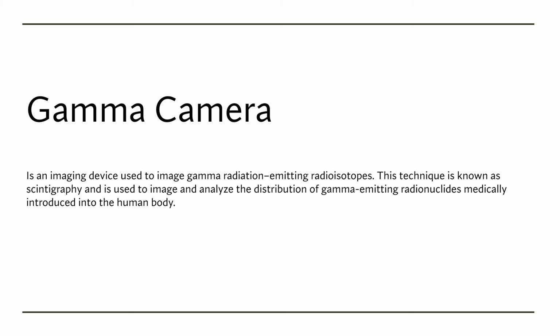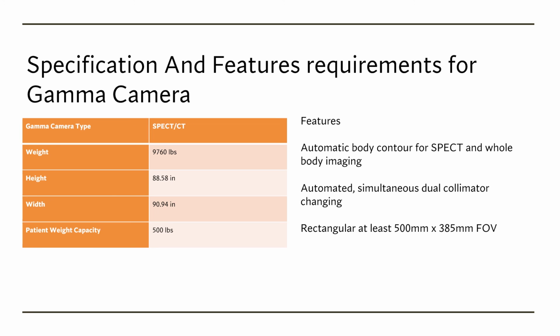A gamma camera is an imaging device used to image gamma radiation emitting radioisotopes. This technique is known as scintigraphy and is used to image and analyze the distribution of gamma emitting radionuclides medically introduced into the human body. Specification and future requirement for gamma camera.